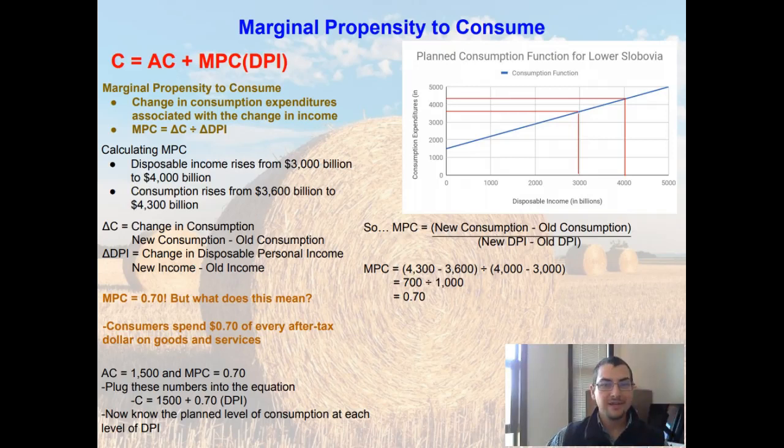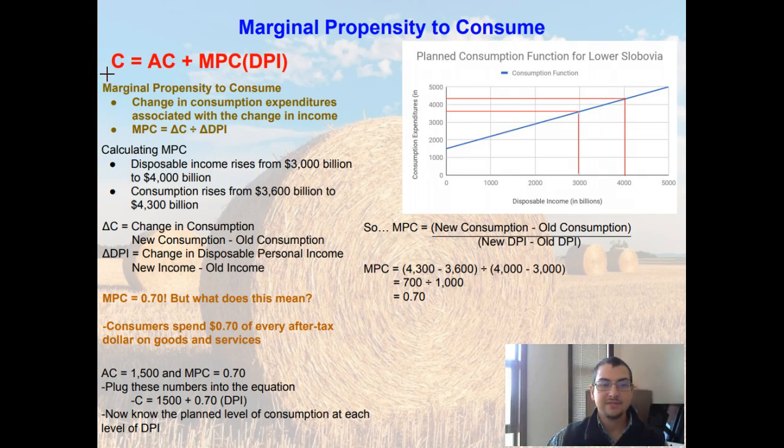In the last video, we introduced the marginal propensity to consume. We also said that it's known as the MPC, and it's also the slope of the planned consumption function. So let's dive a little bit more into exactly how we are going to calculate this MPC, this marginal propensity to consume.